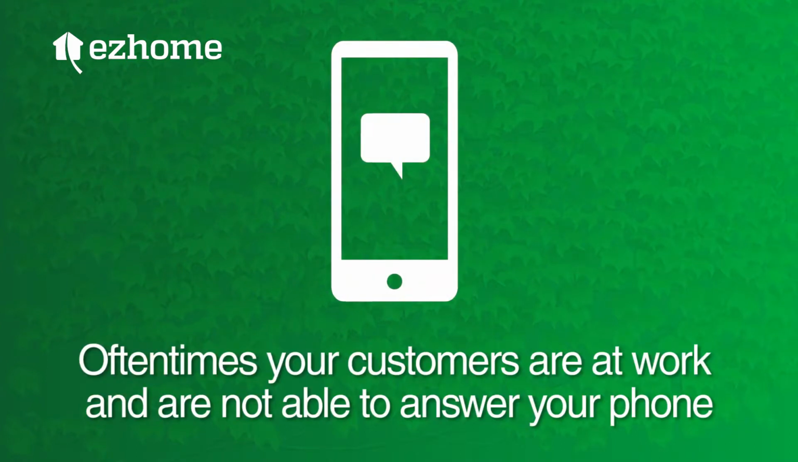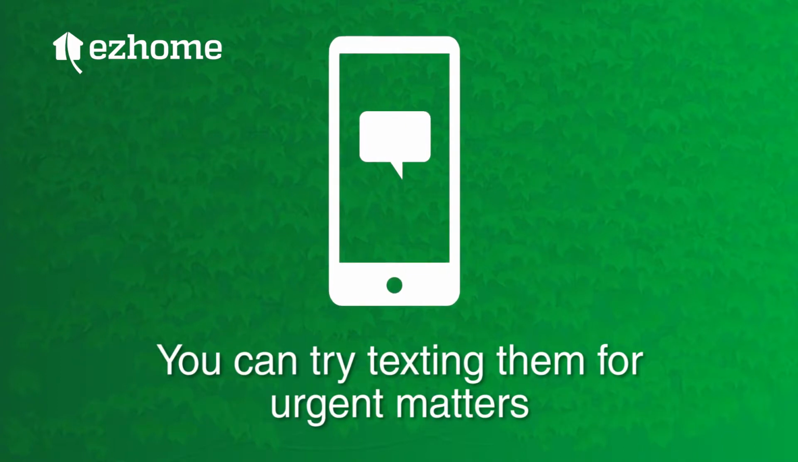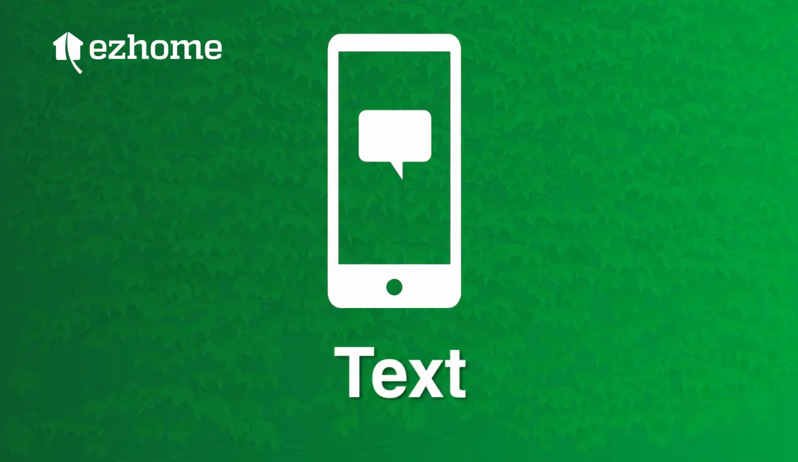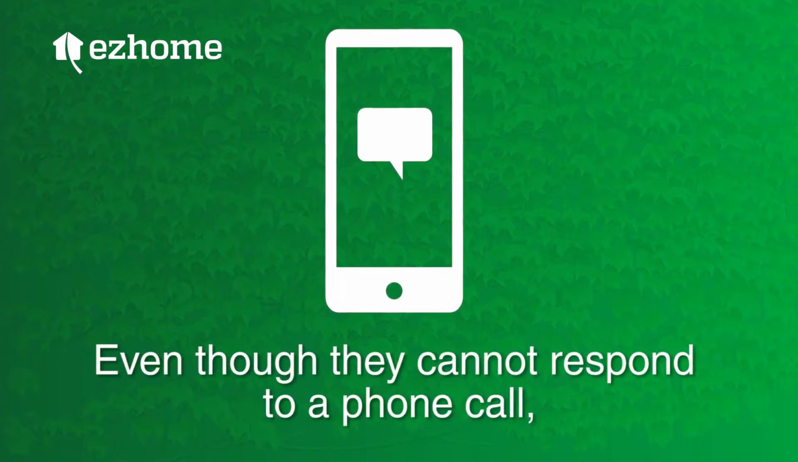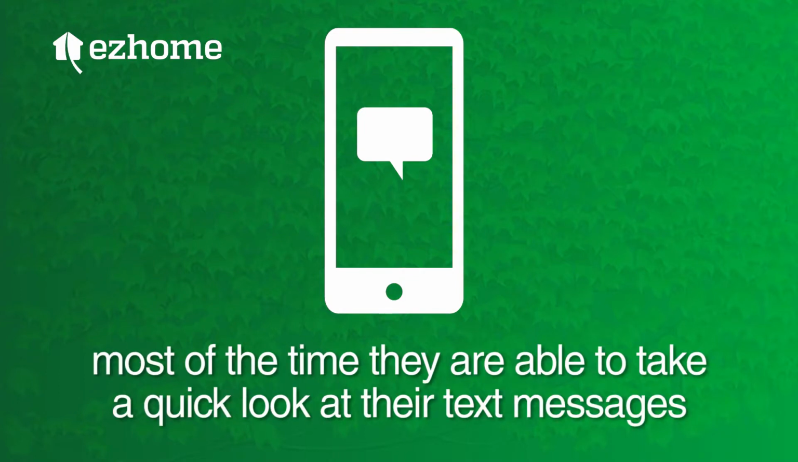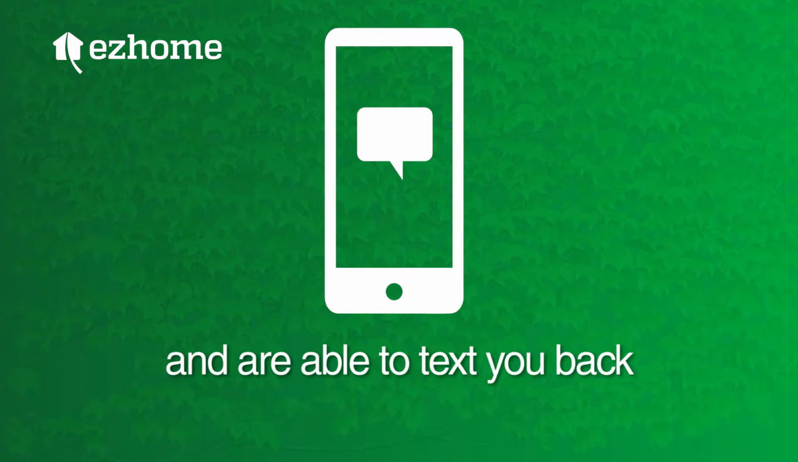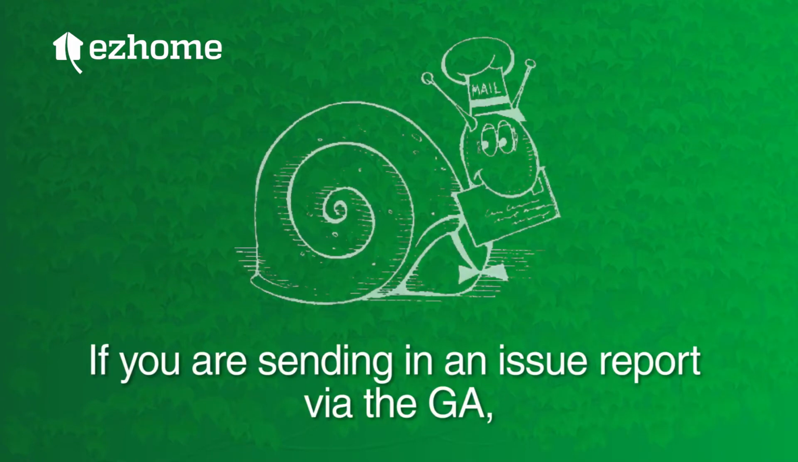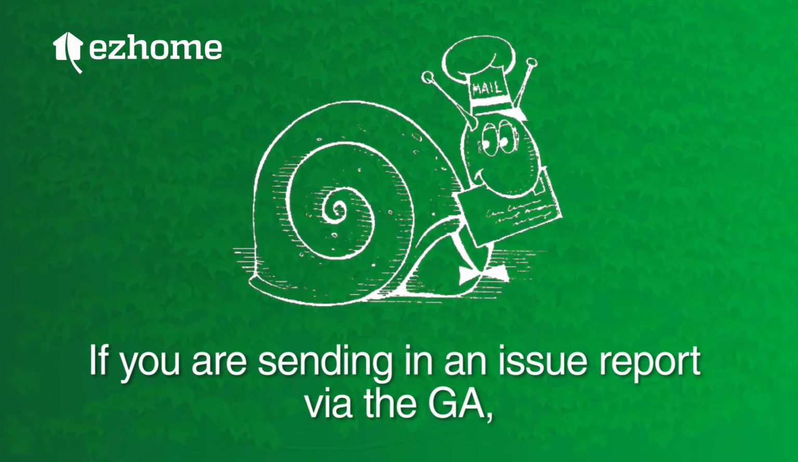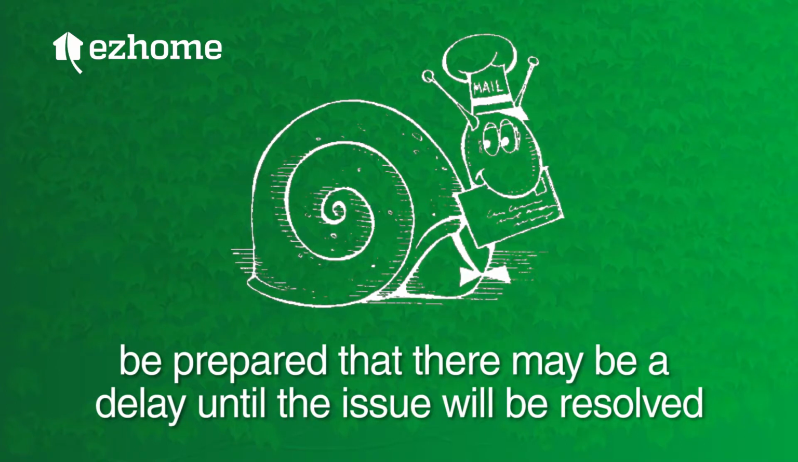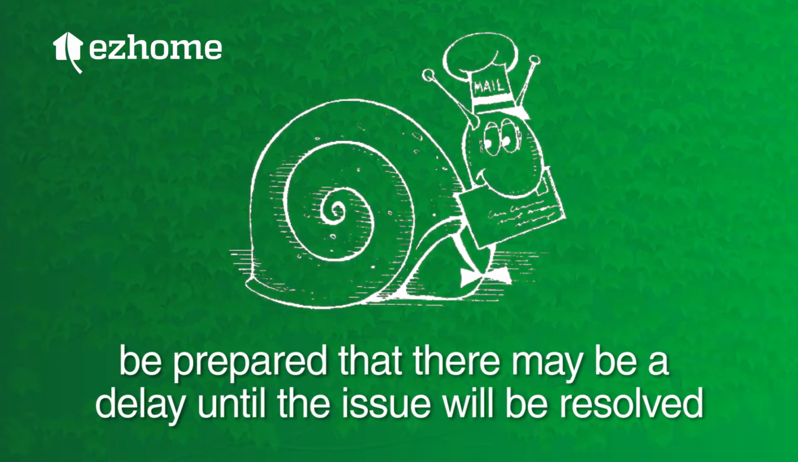Oftentimes, your customers are at work and aren't able to answer your phone call. You can try texting them for urgent matters. Even though they cannot respond to a phone call, most of the time they are able to take a quick look at their text messages and are able to text you back. If you are sending an issue report via the Gardener app, be prepared that there may be a delay until the issue will be resolved.